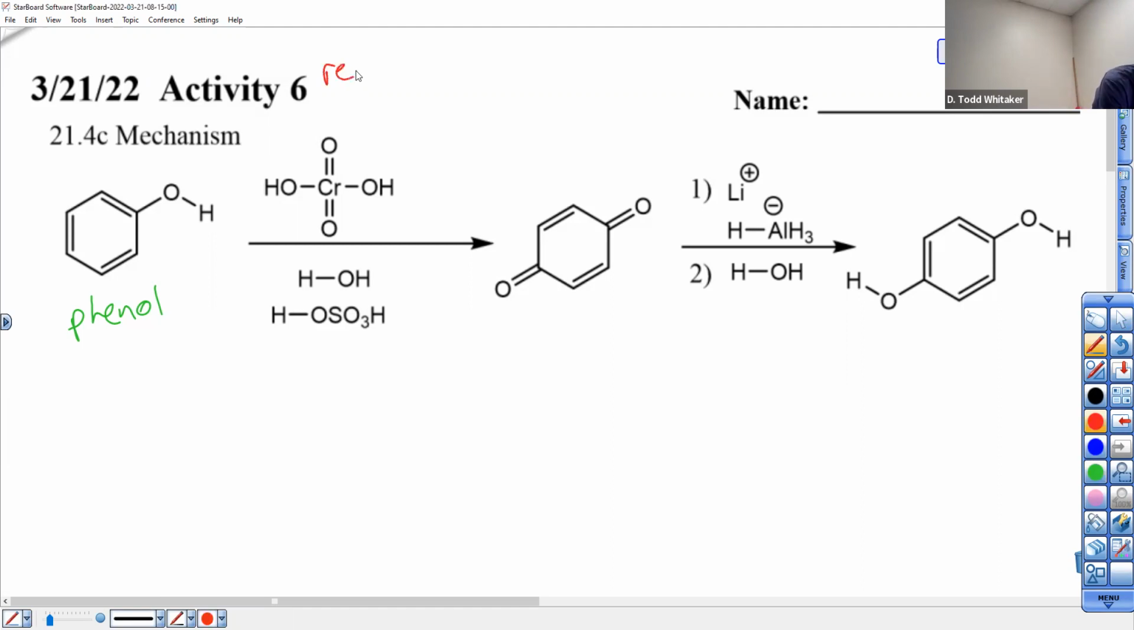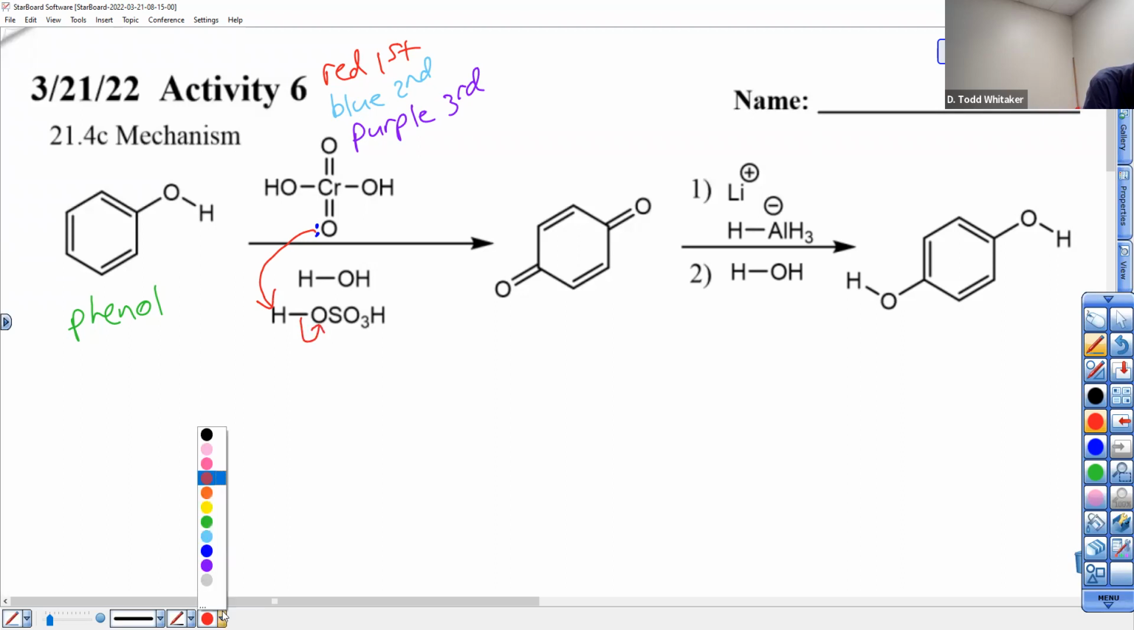Three colors at least. Red first. Blue second. Purple third. We got to activate the chromium to attack by an alcohol. That's step 1. You got to do that with a strong acid. Step 2, as implied by my description, attack using the alcohol, which is not a good nucleophile. That's why we had to activate.